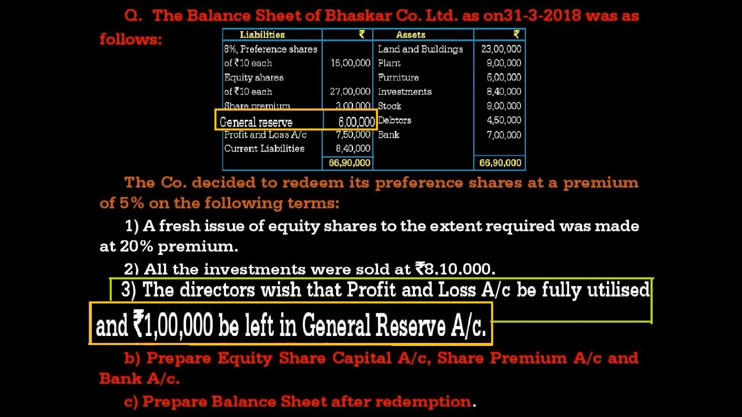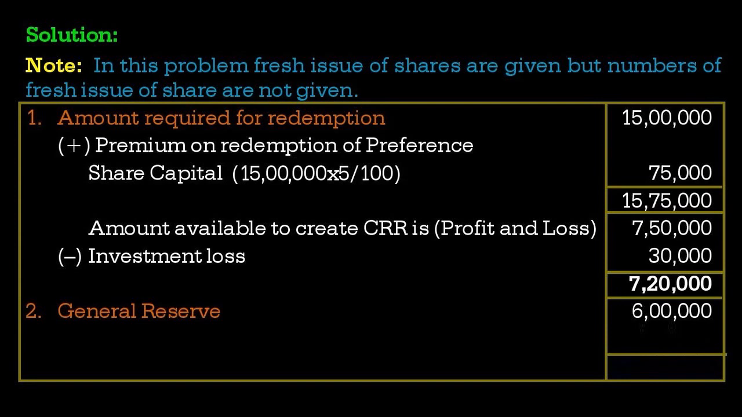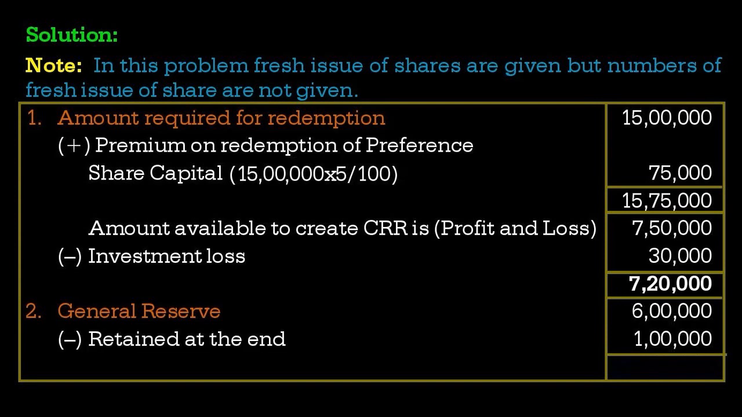That means in the new balance sheet, general reserve balance should remain at 1 lakh. Remaining amount we can use for CRR. CRR means capital redemption reserve. So there we are getting 5 lakh rupees. 6 lakh is the balance sheet value. 1 lakh we have to continue in the reserve account. So remaining 5 lakh is available for CRR. So 5 lakh rupees we are getting from general reserve account.